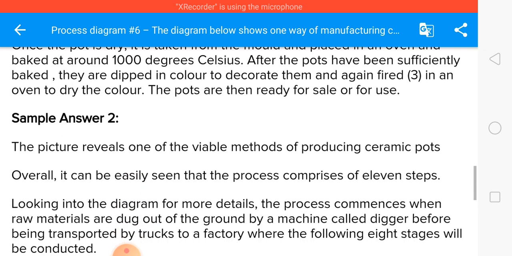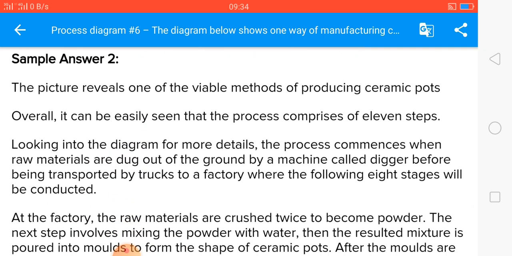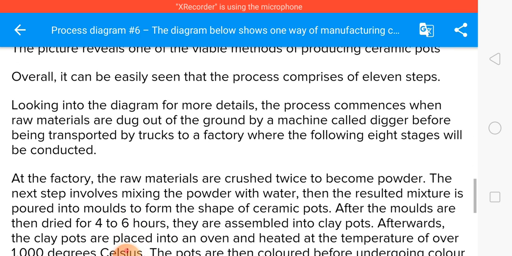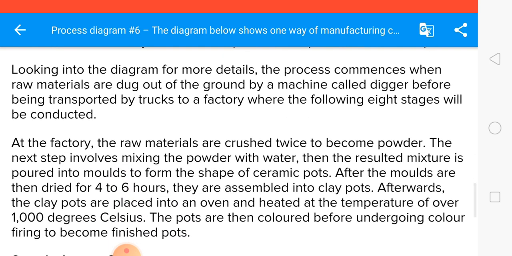So there is another solution of the same. The picture reveals one of the viable methods of producing ceramic pots. Overall, it can be easily seen, and "can be easily seen" is a passive voice, that the process comprises 11 steps, and the further details are given to you. You can read it yourself. Now you can take a screenshot of this for comfort.